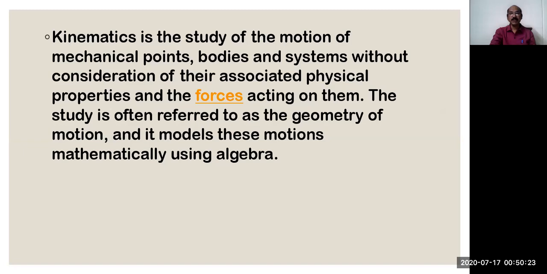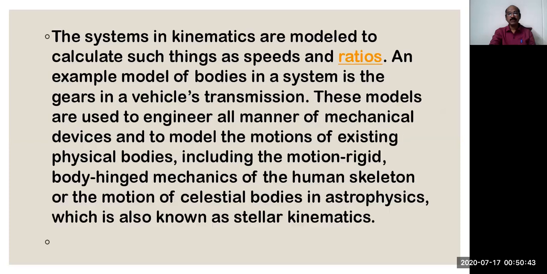Kinematics is the study of motion of mechanical points, bodies, and systems without consideration of their associated physical properties and the forces acting on them. The study is often referred to as the geometry of motion, and it models these motions mathematically using algebra. The systems in kinematics are modeled to calculate such things as speeds and ratios. An example model of bodies in a system is the gears in a vehicle's transmission.